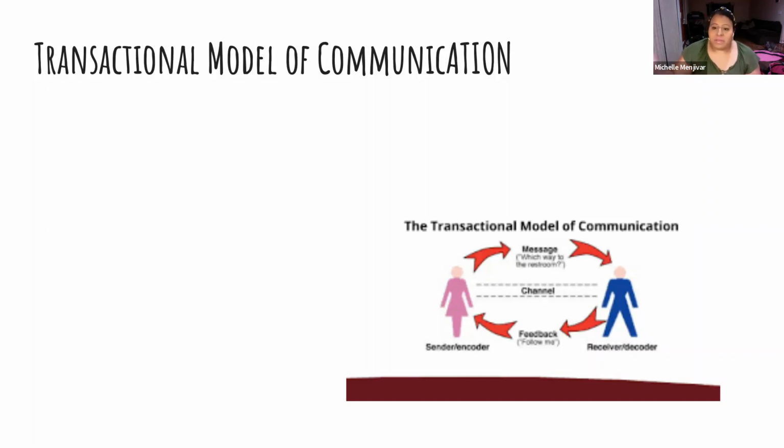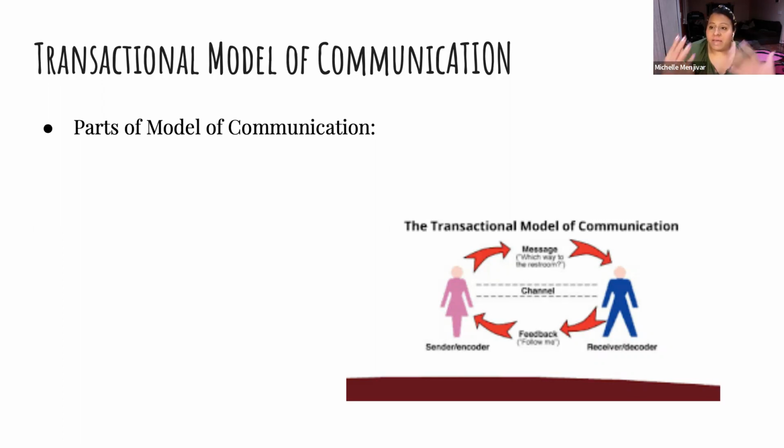Then scholars came up with the transactional model of communication, which is the one that we're sticking with for this class and for other communication classes. The transactional model looks more like a circle, like the image I have on my PowerPoint slides. The reason it's called transactional is because both parties involved in the communication are sending messages, transacting or exchanging information, and together they create a bigger meaning.